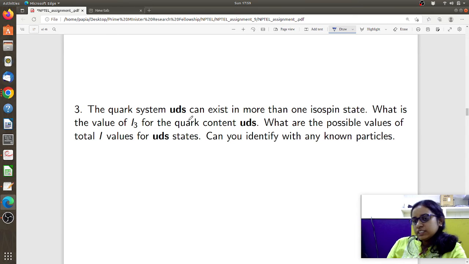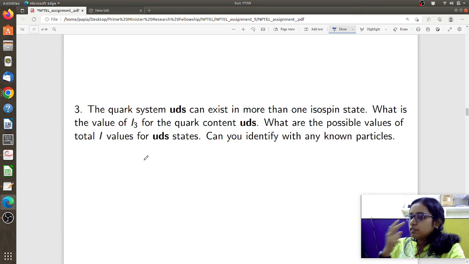In the next class, I will talk more about quark model questions. So it will be very interesting. So in the third question, what is it? The third question says that the quark system UDS can exist in more than one isospin state. What is the value of I3 for the quark content UDS? What are the possible values of total I for UDS states? Can you identify them with any known particles?